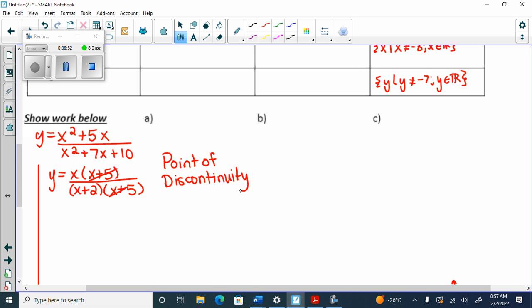What is its x value? I need a coordinate, right? It's negative 5 and something. How do I get the something? How do I find the y that it goes with? Plug that x value into the simplified. Remember, this is a standard of excellence question. So we get negative 5 over negative 5 plus 2, which is negative 5 over negative 3. So it's positive 5/3.